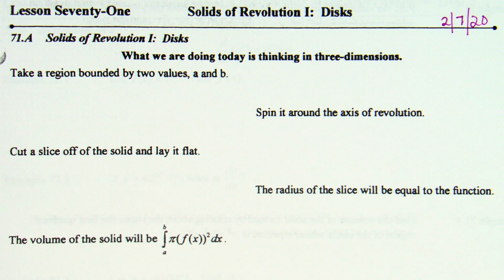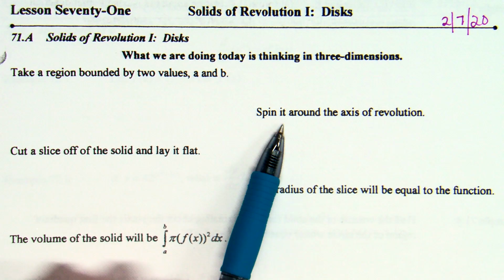Okay, so we're going to take a region bounded by two values still, a and b. We're going to spin it around the axis of revolution. So it could be the x-axis, could be the y-axis. Eventually it could be some random line like x equals 2 or y equals 3, but that's down the road. Right now we're just spinning it around either the x or y-axis.